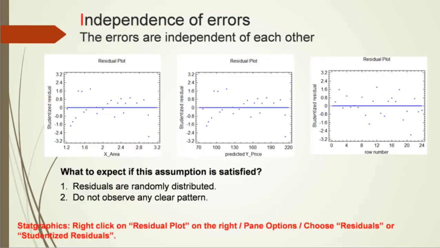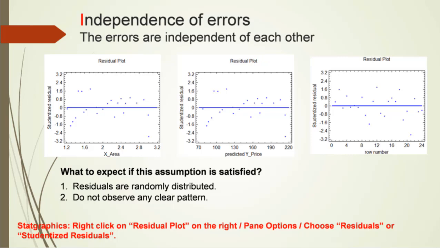Let's take a look at the independence of errors assumption. In this assumption, we assume the errors are independent of each other. So first, we would have to produce a residual plot. The residual plot can be produced using statistical graphics, and the comments are given at the bottom.